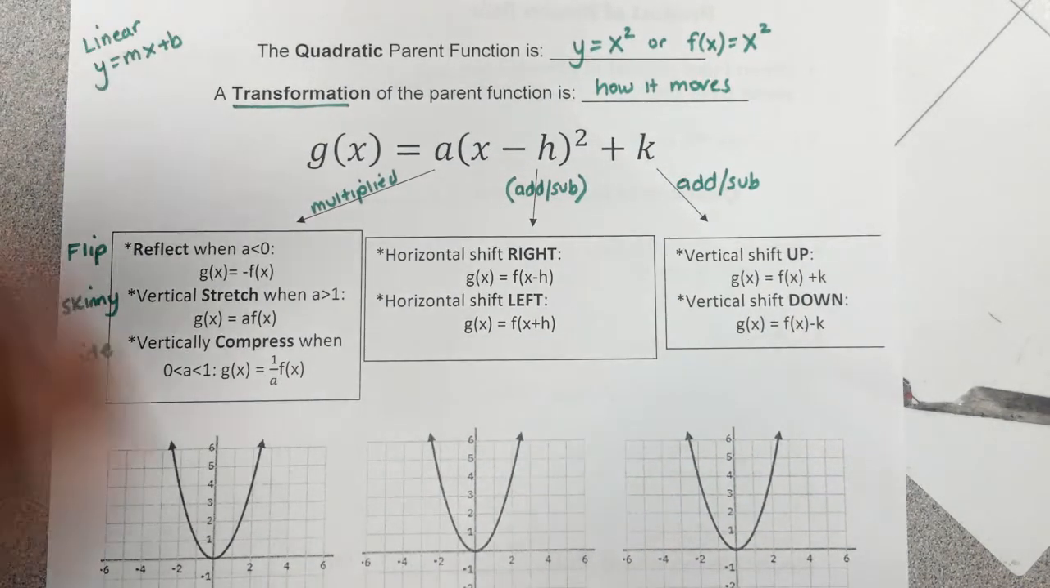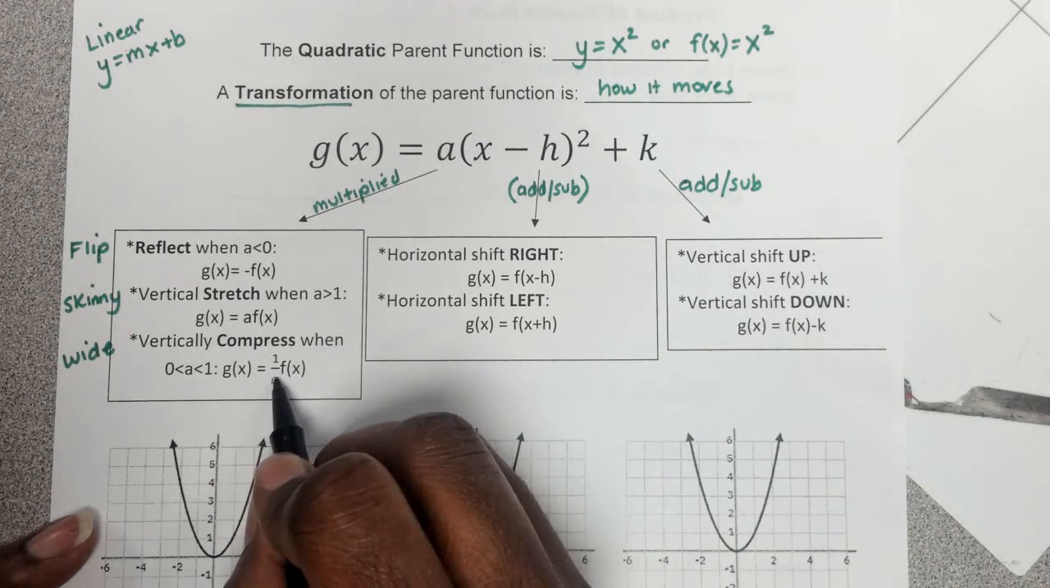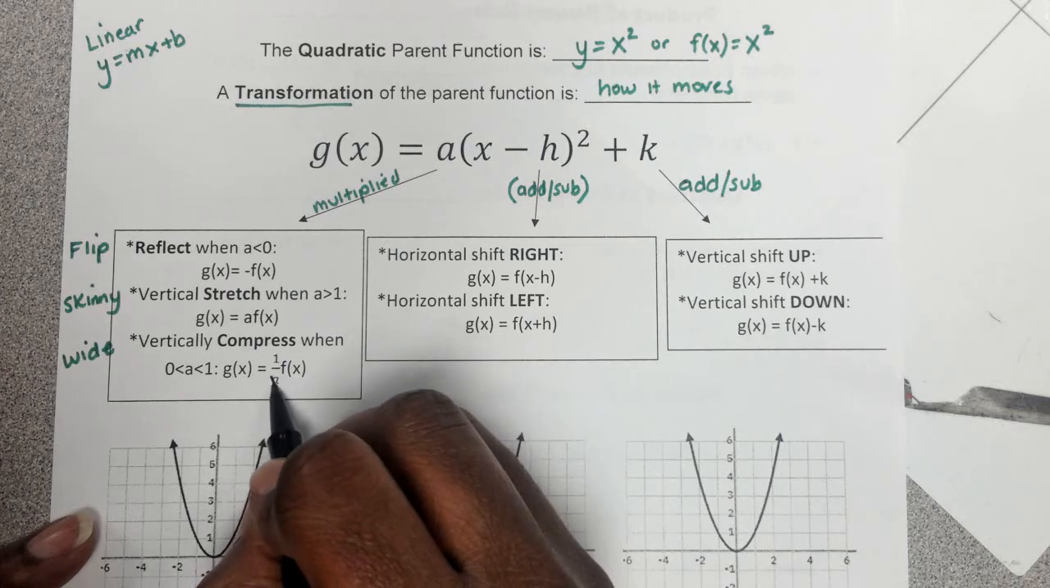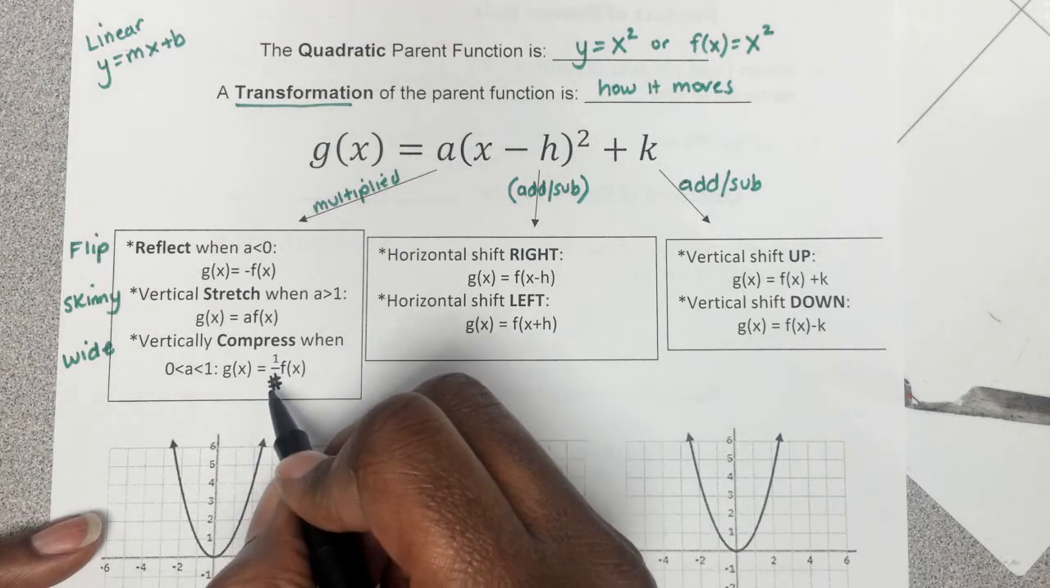And technically, if you're watching the video from home, this a right here isn't really right. It's just like any number. 1 over any number has to be like a fraction right here, okay?